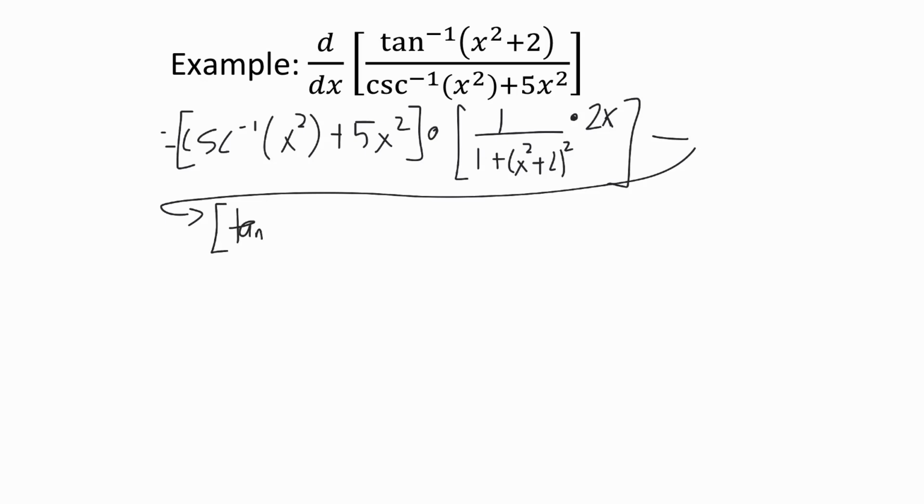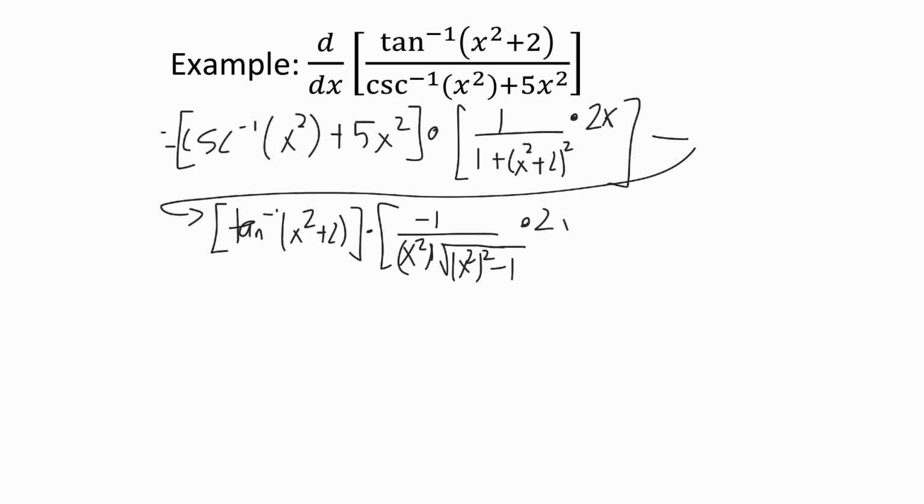Arctan of x squared plus 2. Then the derivative of the cosecant part: negative 1 over x squared times the square root of x squared squared minus 1, times 2x. That's the derivative of the cosecant part.